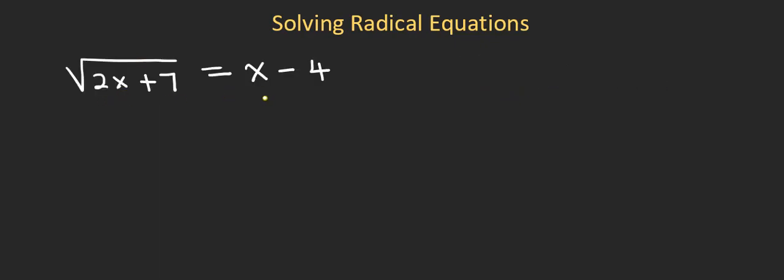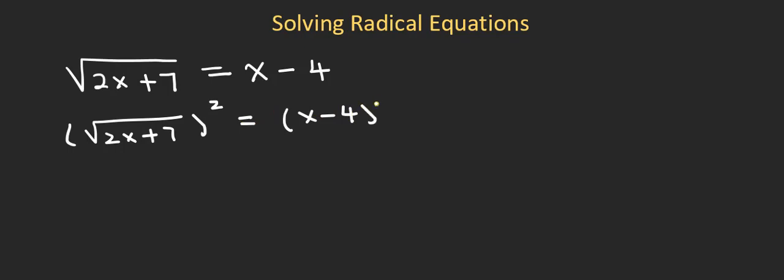Let's take a look at this example here. Now you've got radical 2x plus 7 equals x minus 4. So if you want to get rid of the radical, you have to square both sides. So what happened is you get 2x plus 7 on the left, because radical and square cancel out.